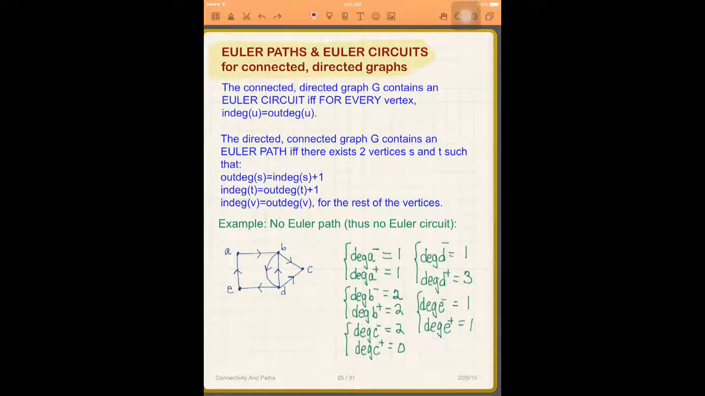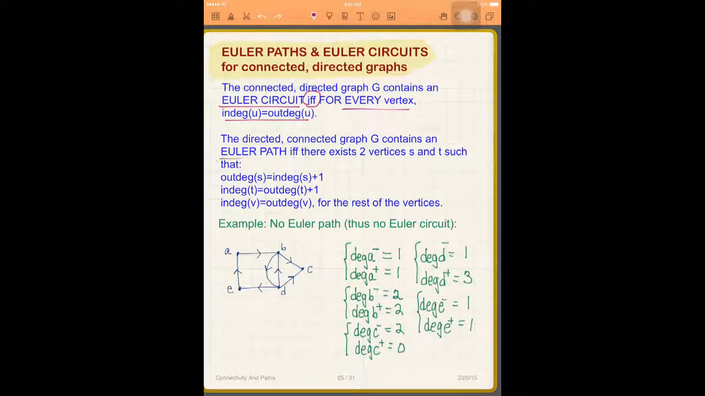Here we look at Euler paths and Euler circuits for the directed graph, and the necessary and sufficient conditions to have an Euler circuit and an Euler path. To have an Euler circuit, for a directed graph, if and only if for every vertex the in degree is going to equal its out degree, then we'll have an Euler circuit. We'll be able to come around and close it back up, somehow using every edge one time. And that will be an Euler circuit.